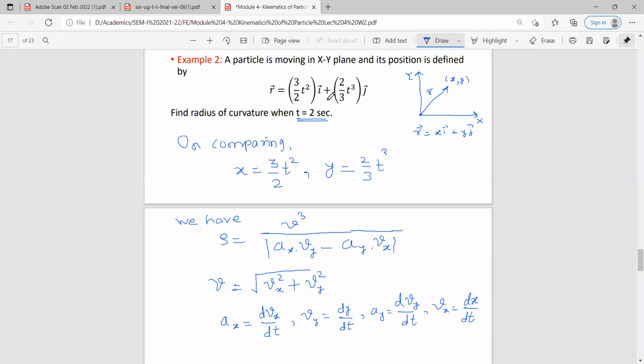Here x and y are given as a function of time, right? Yes. So it will be better for us to use the second formula.